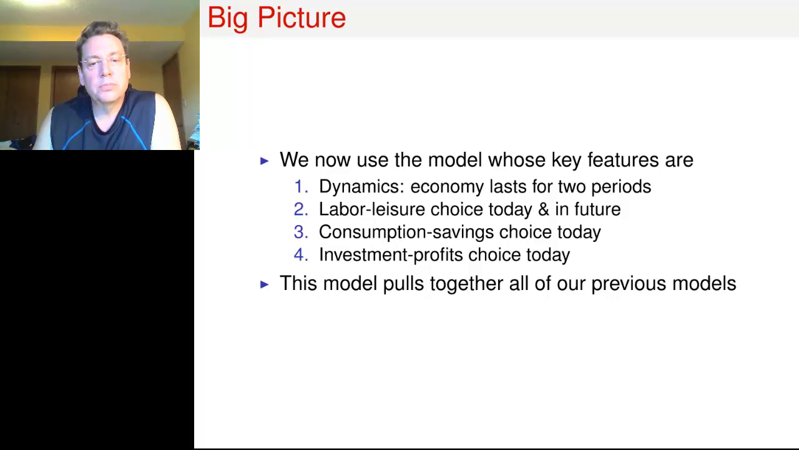Out of this will come relative prices that get determined in the equilibrium. One is going to be the real wage, actually three relative prices: the real wage today, the real wage in the future, and then the intertemporal price, which is the real interest rate.